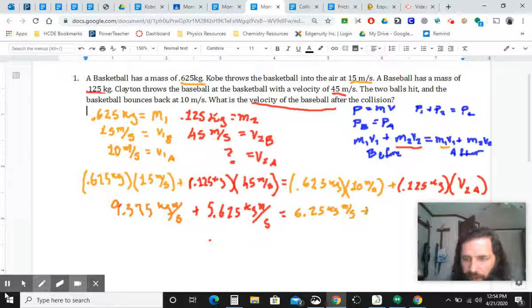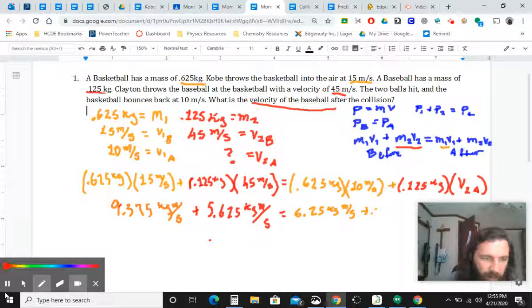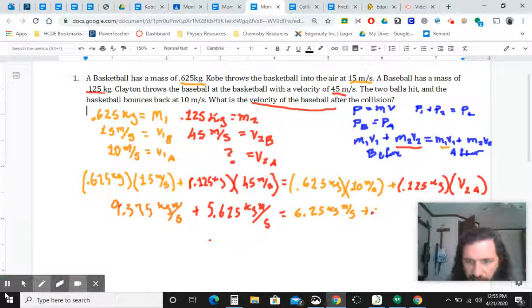Plus, and then the only thing we have left is this 0.125 kilograms times V2. So let's just write that. We can't really do anything with those numbers yet. So plus 0.125 kilograms times V2, and I'm trying to sneak this in beside the little picture of me. Okay, there we go. That wasn't too bad. That was just some plug and chug, right? Plug it in the calculator and then write it down.